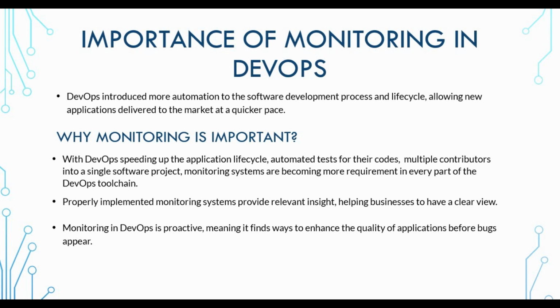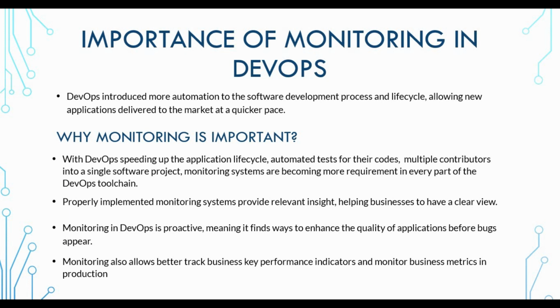We have a lot of integration tools and a lot of alerts, but in DevOps you have not only Jenkins, you have a lot of other tools and processes. So you can use monitoring for much better tracking of your key performance indicators and business metrics in production. Before these applications go to production, you can have proper monitoring: what are the key indicators, and what monitoring you have to do on which metrics before we go into production. So that is why monitoring is really important.